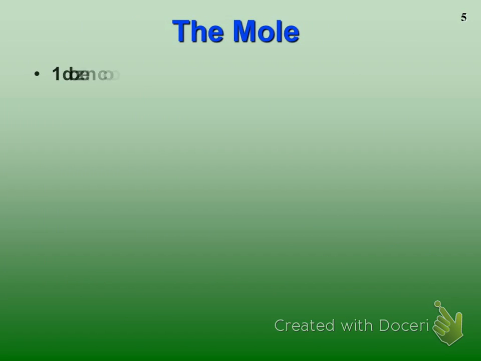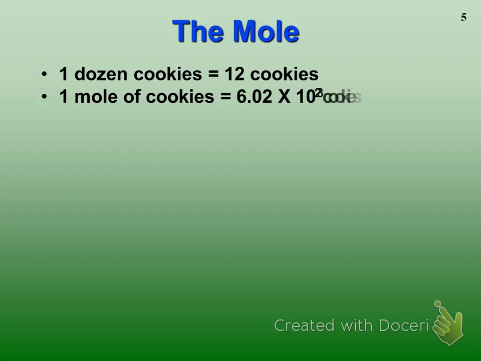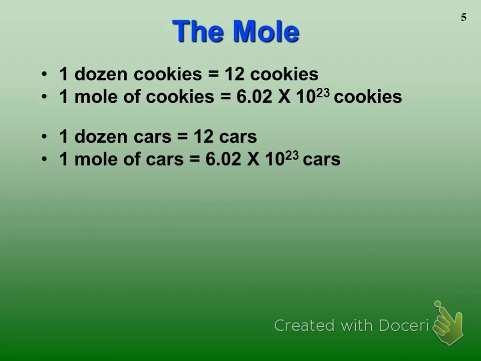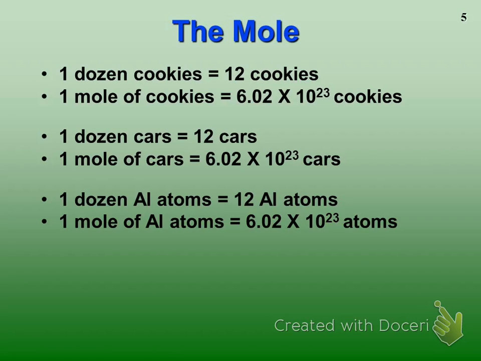Now, a few basic facts to look at. Just like if I have a dozen cookies, we're going to have 12 cookies. So a mole of cookies in that case would be 6.02 times 10 to the 23rd. Same with cars. A dozen would be 12 versus a mole of cars would be that large number, 6.02 times 10 to the 23rd.